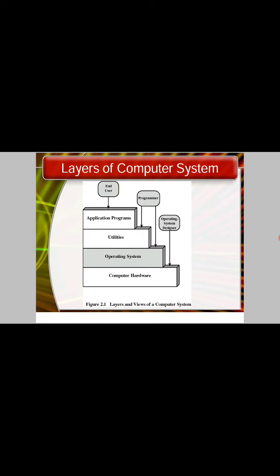The operating system runs the hardware, and utilities and tools are developed with the help of the operating system. Application programs are designed for end users, while utilities and operating systems are for programmers. The operating system is designed based on the hardware design.